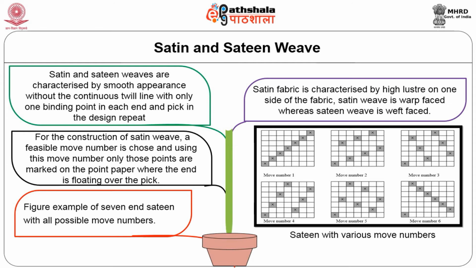With move number 4, you can see again from the first interlacement, 4 moves to the right and 1 up, 4 moves to the right and 1 up, and again you get a satin weave. Similarly, with move number 5, you get a satin weave, as there is only 1 interlacement in each warp end and weft introduced, whereas move number 6 produces a right hand twill, where the diagonal line is from right to left. So you can see that not all the moves are possible. Move 1 and move 6 cannot be used for construction of satin weaves.